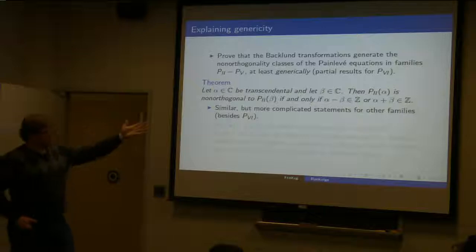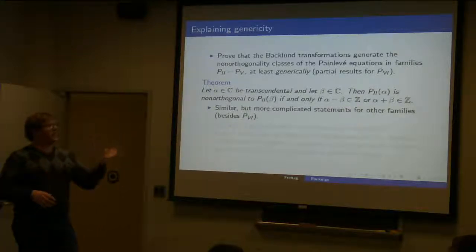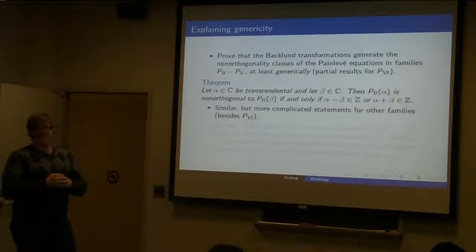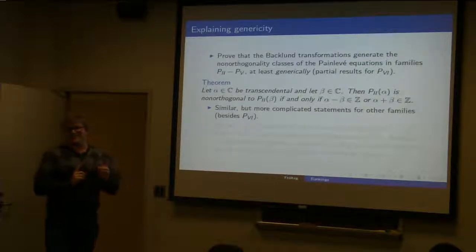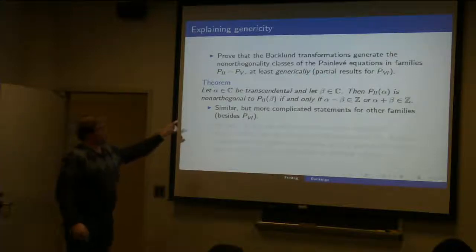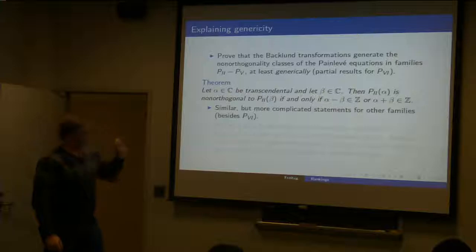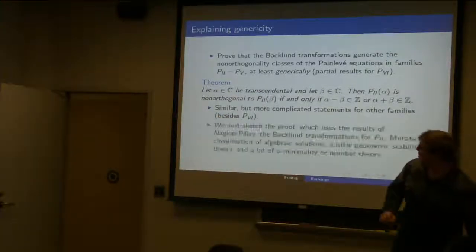So specifically, that means there's an element of the group G, little tau, that takes alpha to beta. I can only do that, though, assuming alpha is transcendental, and you'll see why in the proof. I get similar but more complicated statements for all the other families besides Painlevé 6, although I think once Ronnie and I talk, we'll be able to prove it for Painlevé 6.